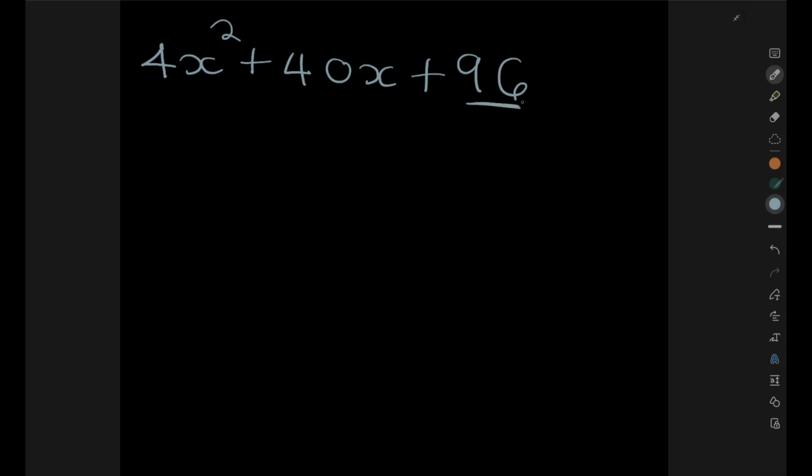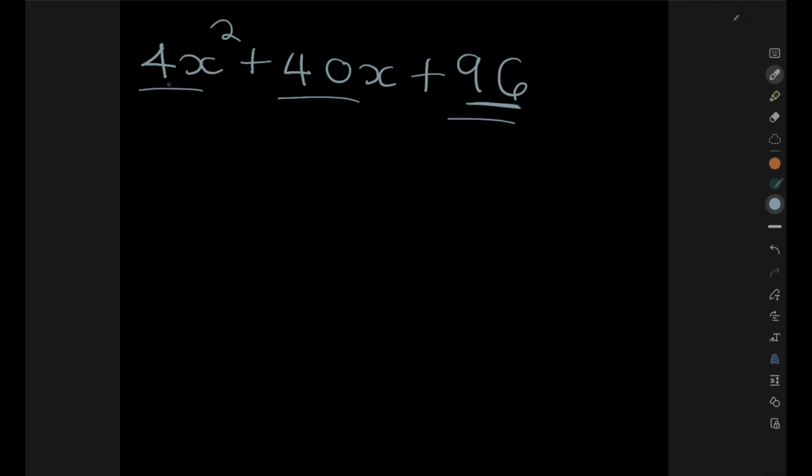Okay, so in the next example, we have 4x squared plus 40x plus 96. So how do we go about this one? Remember, I said if the coefficient of x squared is 1, we need to start looking at the factors of the constant. But in this case, the coefficient is not 1. So what we need to look for first is a common factor between all these three terms. What is the common factor?